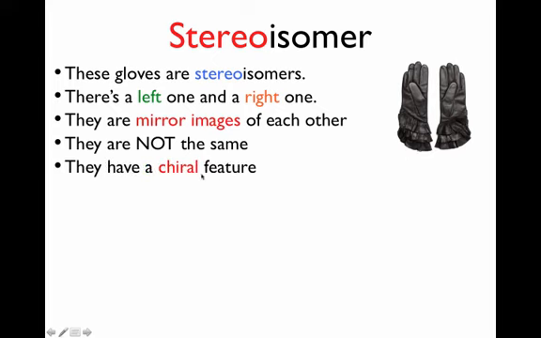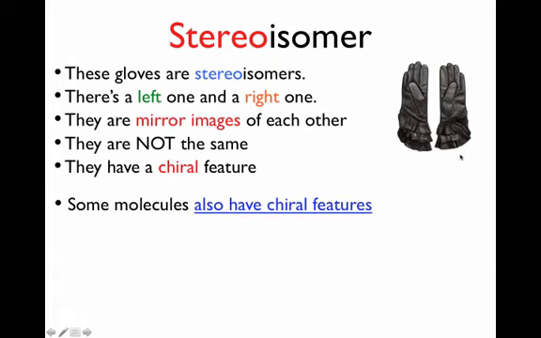And in chemistry, there's a formal term for having a left-handed feature or a right-handed feature. The term is chiral, so I'm just circling it here. What you say is these gloves have a chiral feature. What that means is they either come in a left-handed form or a right-handed form. Some molecules, as you might guess, also have chiral features. They come in left-handed and right-handed forms.